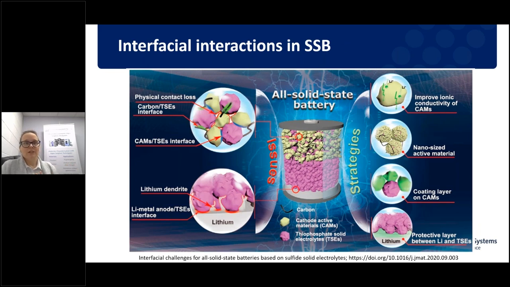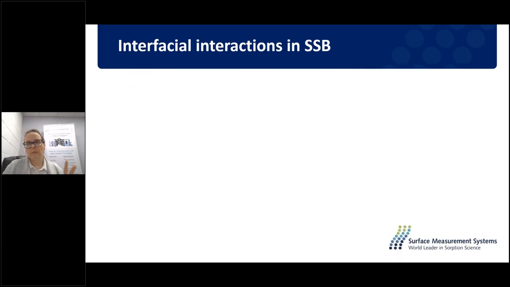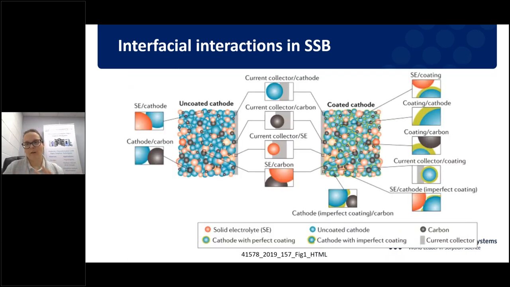The interfacial interactions in solid state batteries, this is a really important and high demand topic in research right now. And this graph really explains all the different interactions between interfaces and the different components in solid state batteries. Also, there's a nicer explanation of all these different interactions. So on the left side, you can see an uncoated cathode, and on the other side, you can see a coated cathode.